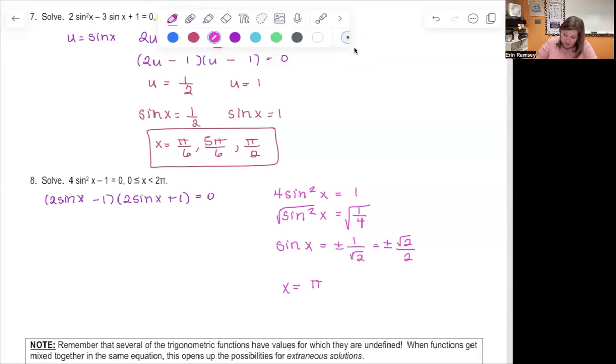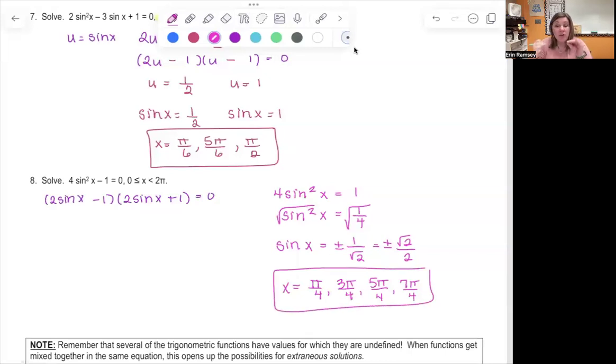So we will get pi/4, 3 pi/4, 5 pi/4, and whoops, I wrote sevenths. I was getting ahead of myself here. 5 pi/4 and 7 pi/4. There's our solutions. If you use square roots and you leave off the plus or minus, you're only going to get half of your solutions.